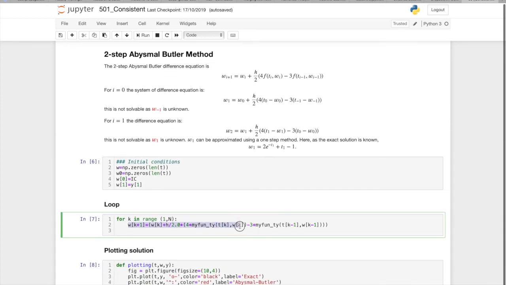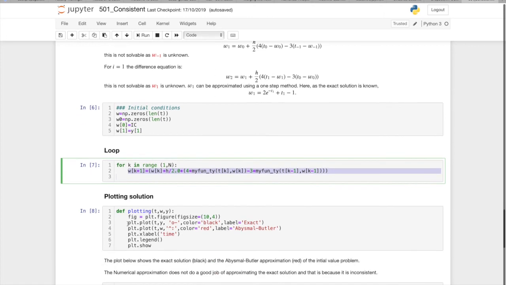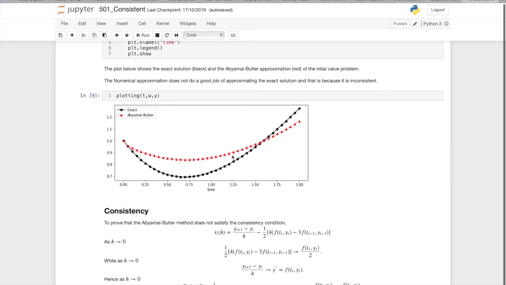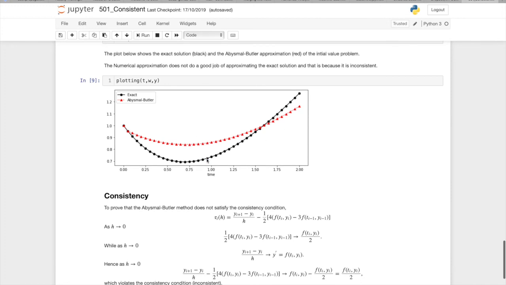So here is our method. Very straightforward. We have our for loop, we input our function, we observe the method. And now the plot here shows this is the exact solution, that is the Abysmal Butler solution. Note that the shape of the solutions are quite similar, but they're off. Now, you could go, oh, well, that's an accuracy thing, because if the shapes are the same, maybe it's just that it's very inaccurate. It's undershooting here, overshooting here, undershooting here. Everything will average out. But it's not accuracy, it's consistency.